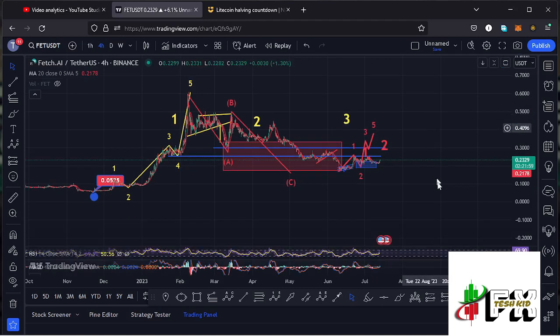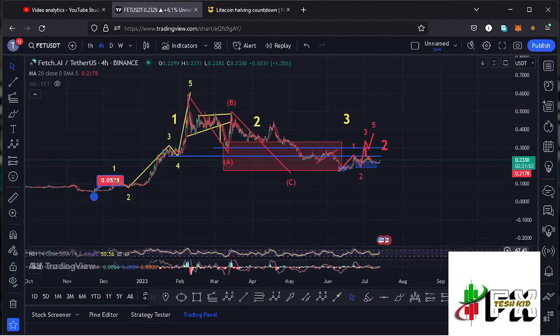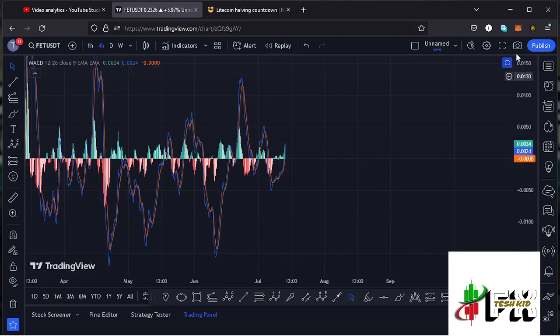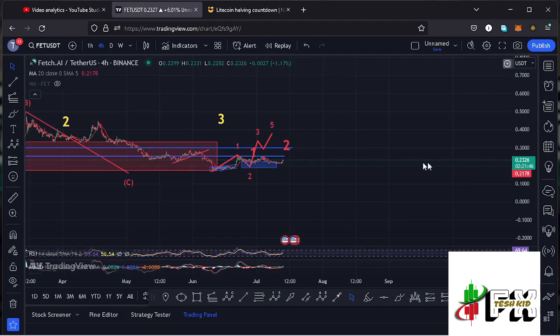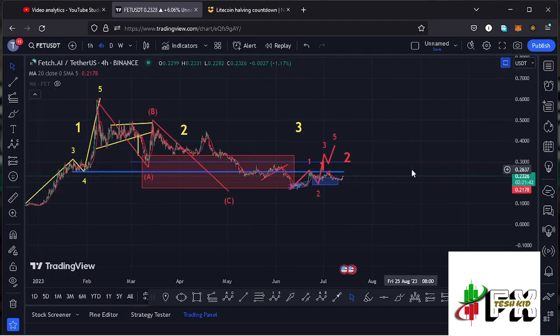Also taking a look at the indicators on the RSI, we are trading at around the 69 mark, supporting higher prices. Also taking a look at the MACD, we have been able to print a bullish cross, fully supporting higher prices. So let's be patient and see how that plays out, and I will be keeping you updated.